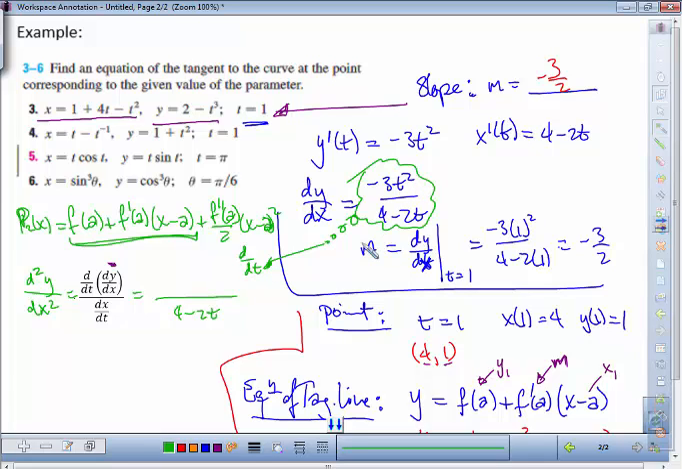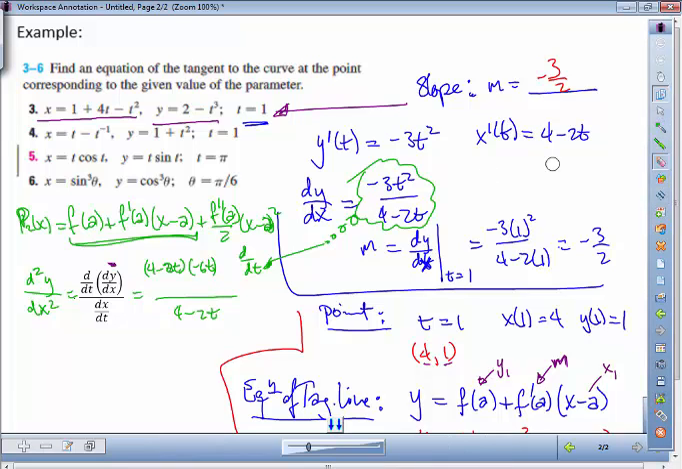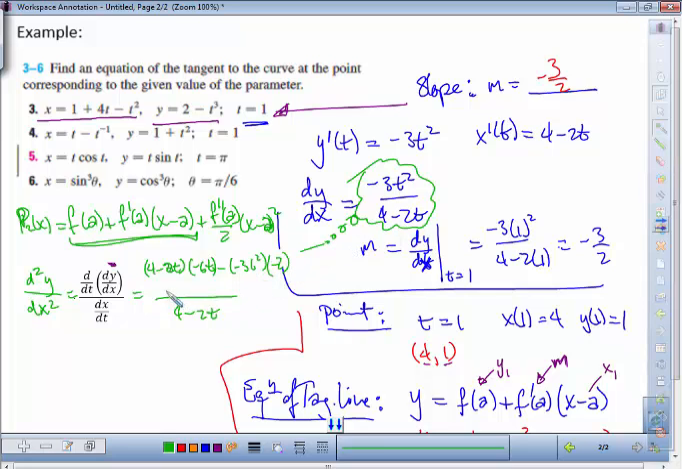So how does the quotient rule go? Low d high minus high d low, over low squared. So it looks like it's the low, 4 minus 2t, times d high, minus 6t, minus high, times d low, that's just negative 2, all over 4 minus 2t squared.